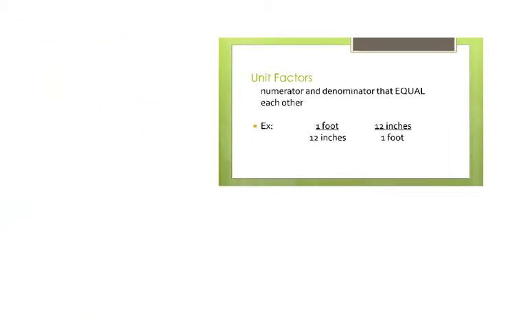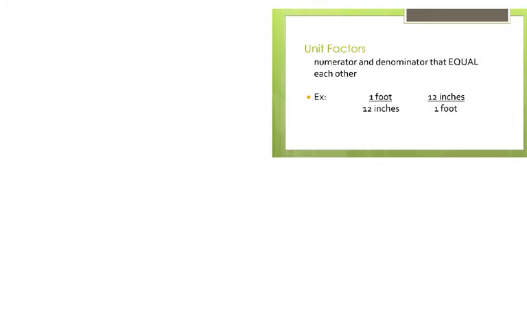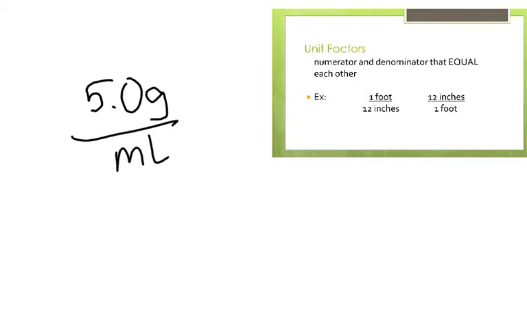These aren't the only examples of unit factors. There's lots of other types of conversion factors or unit factors that we can use. A unit factor is simply a relationship between two values that are equal to each other. So for example, in terms of density, if you have an object that has a density of 5 grams per milliliter, this is another example of a unit factor because you're saying 5 grams is equal to 1 milliliter of that particular object.